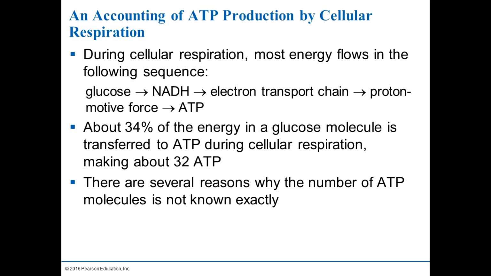So during cellular respiration, most energy flows in this sequence. The energy from glucose transfers to NADH, to the electron transport chain, and then to the proton motive force, which ultimately creates ATP. About 34% of the energy in a glucose molecule is transferred to ATP during cellular respiration, making about 32 ATP. The rest of the energy is lost as heat. There are several reasons why the number of ATP molecules is not known exactly, and it's generally, in essence, because the creation of ATP can differ in every instance.